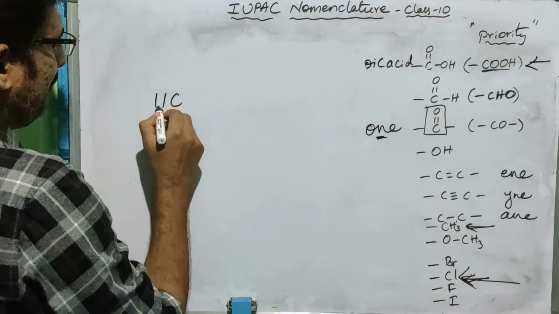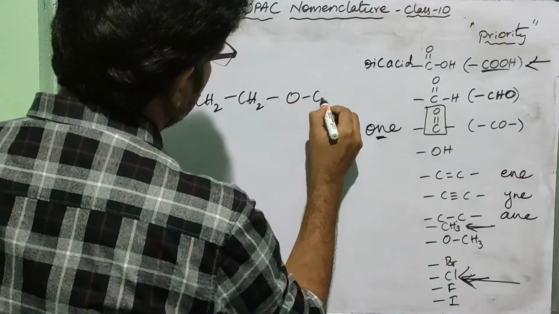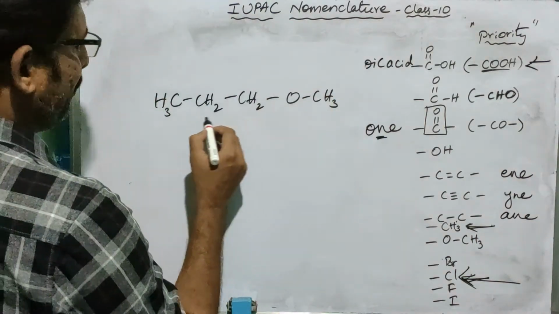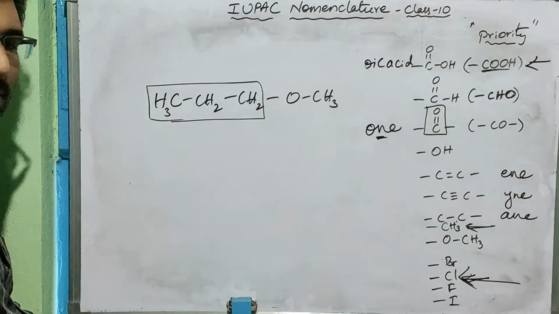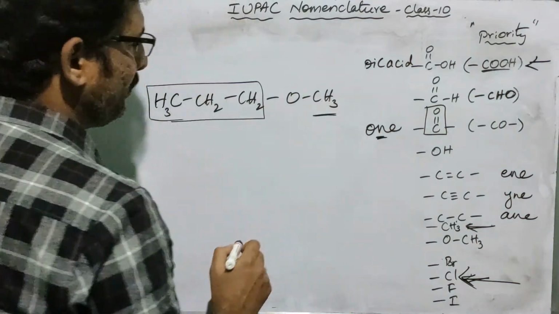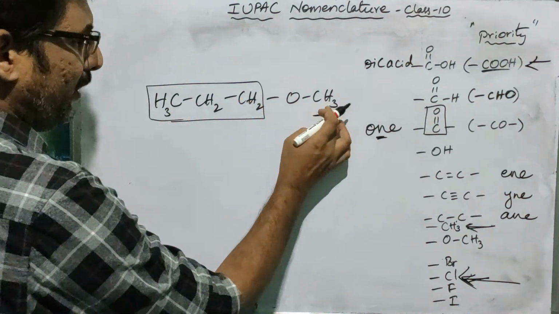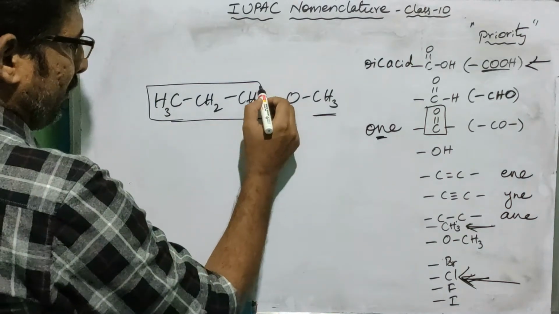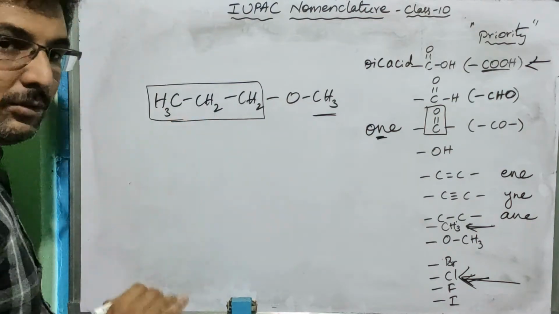Let's see another example. CH3, CH2, CH2, OCH3. Now here you have two carbon chains. This is one carbon chain, and here there is another carbon chain. So you have to choose the longest chain. In this you have 1, 2, 3 carbons. Here you have only one carbon. So this will be the longest chain. So first you have to name this. How many carbons are there? 1, 2, 3. So 3 carbons.